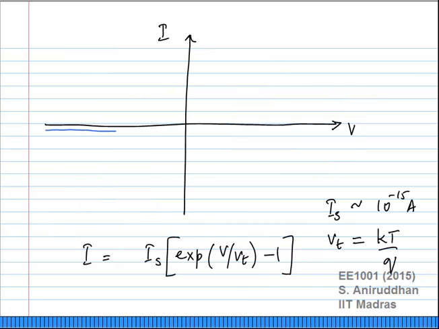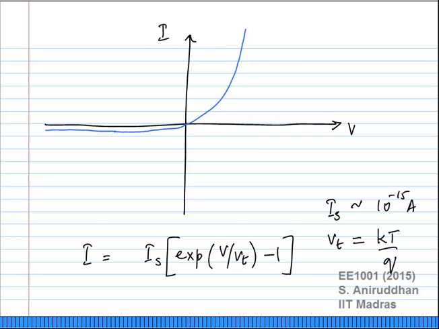Now let us go back to the plot. As long as V by Vt is very, very large, the current will remain at minus Is. Then what happens when V is 0? I is also 0. So this curve will do something like this. Then what happens when V is positive and greater than Vt? Of course, it will take some kind of exponential behavior.